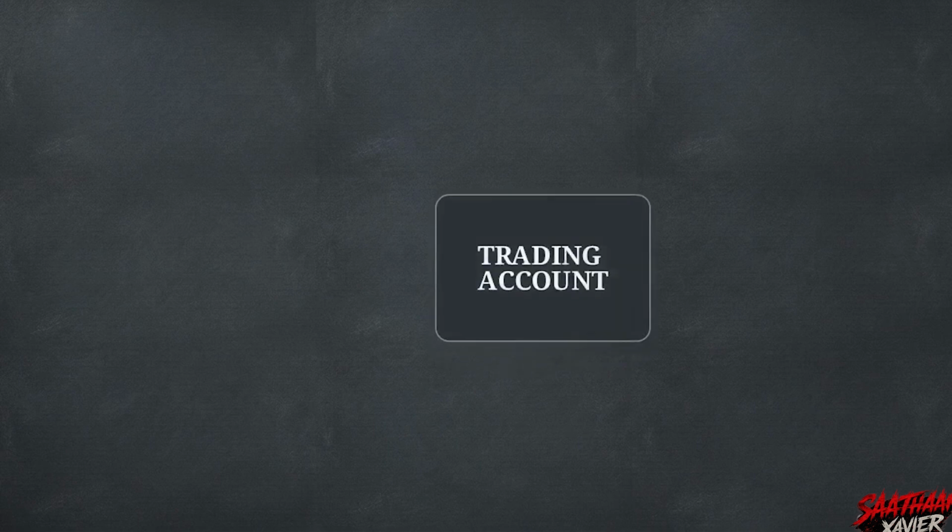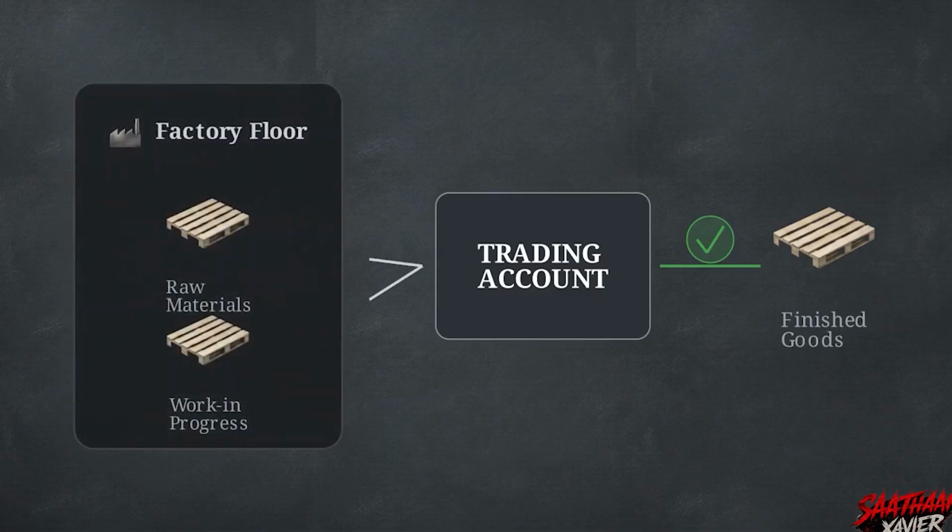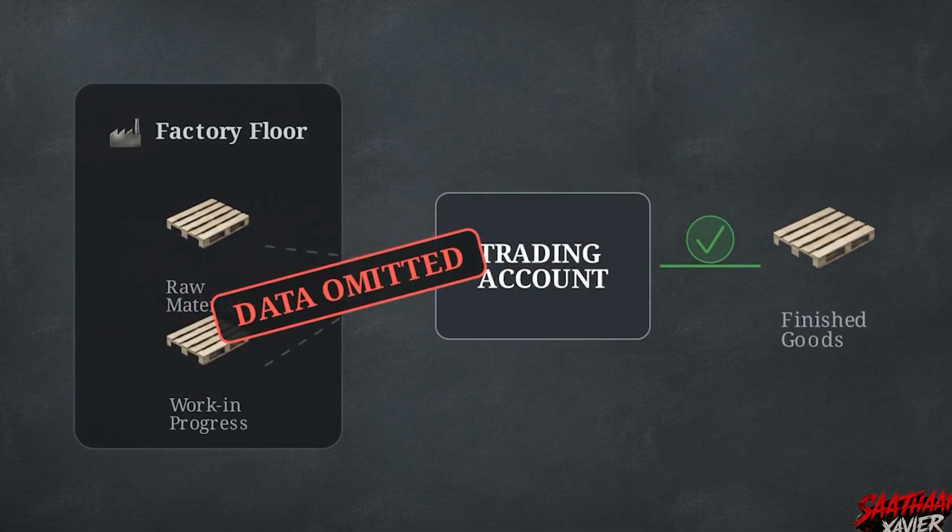If you try to track this chaos using a standard trading account, the numbers will fail you. A trading account only measures the movement of finished goods and sales. It is completely blind to the raw materials and work in progress sitting on the factory floor.